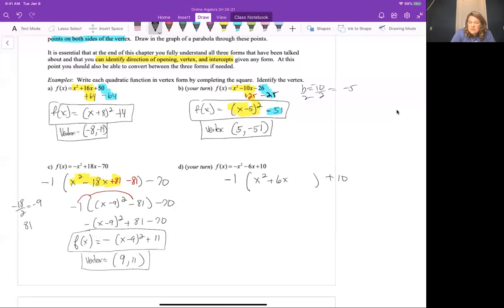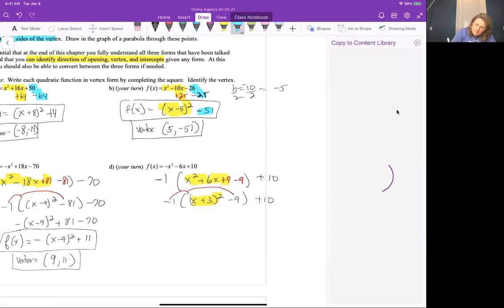So 6 divided by 2 is 3. 3 squared is 9. Got to add 9, subtract 9. x plus 3 squared, still have the minus 9 plus 10, have to multiply through. Let's make that a little bit more visible. There we go. We did this because we created a perfect square here.